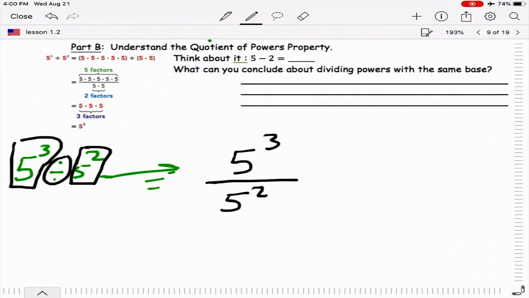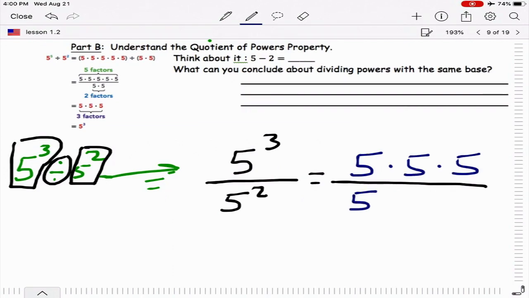So now I'm going to solve 5 to the 3rd over 5 squared. I'll first do it the long way. This way I don't expect you to do it moving forward. So 5 to the 3rd means that there's 3 5s, 5 times 5 times 5. 5 squared means that there's 5 times 5.